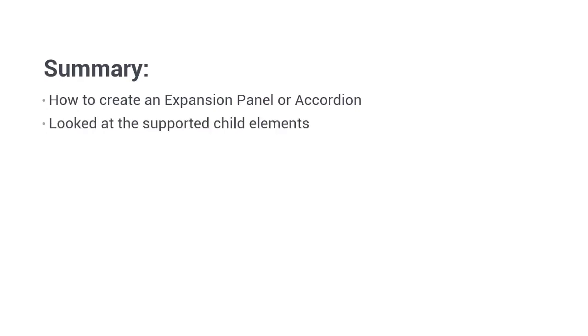So in this lesson, we saw how to easily add either an individual expansion panel or an accordion to a component. We saw the different custom directive elements that we can use to build up these components. And we looked at some of the different configurable properties that we can use.